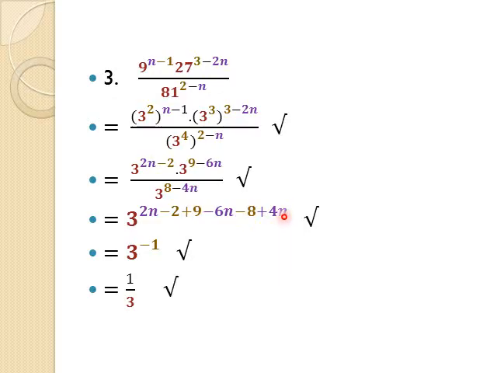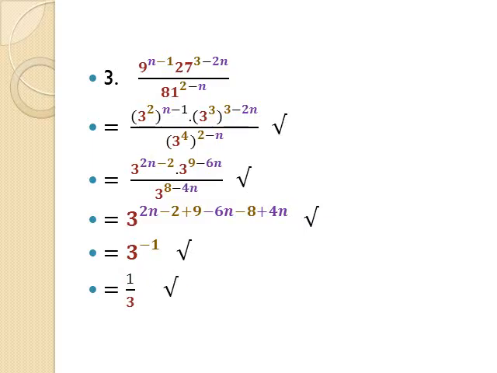Right, from there, 4n plus 2n gives me 6n. 6n minus 6n gives me 0. 9 minus 8 gives me 1. Minus 2 plus 1 gives me negative 1. Again, we do not want a negative exponent as a final answer, so I have to take that to the bottom. 3 to the negative 1 becomes 3 to the power 1, and I simply leave 1 on top. So hope you follow and understand so far.